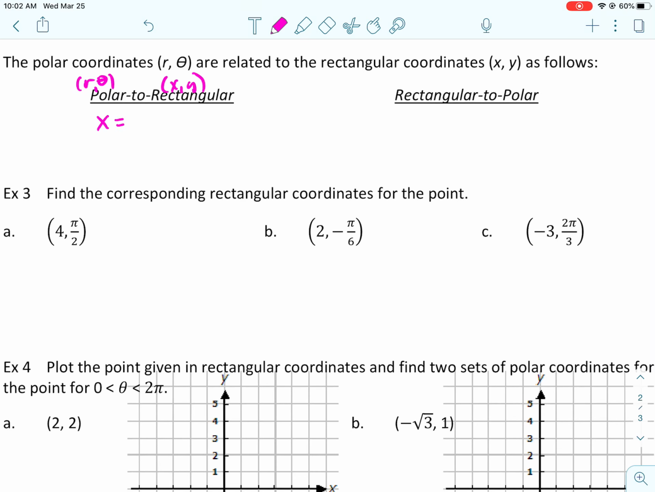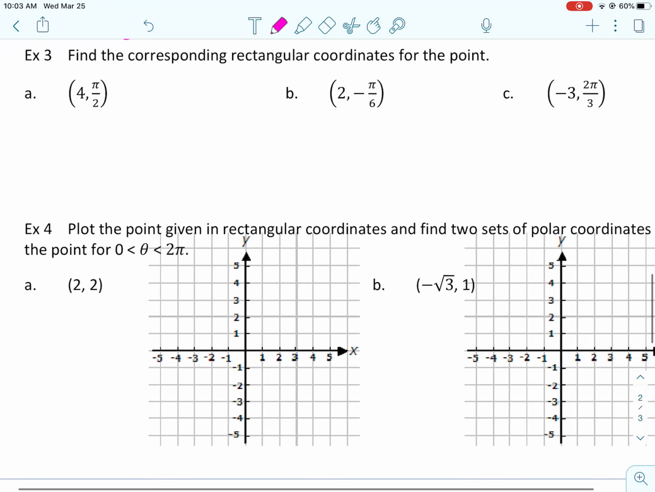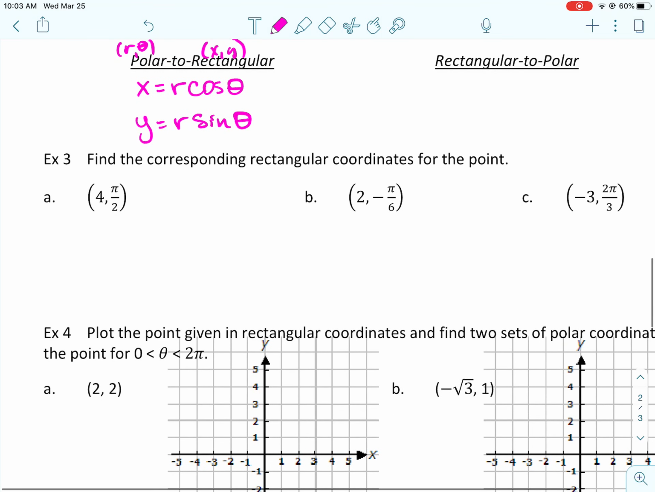And this goes back to kind of like what we learned with vectors. So the x is going to be r, which is the distance traveled, times the cosine of theta. And then the y is going to be r times the sine of theta. Now your theta can be in degrees or it can be in radians. These are all radians, but just know that polar coordinates can be in degrees, like I've said before.